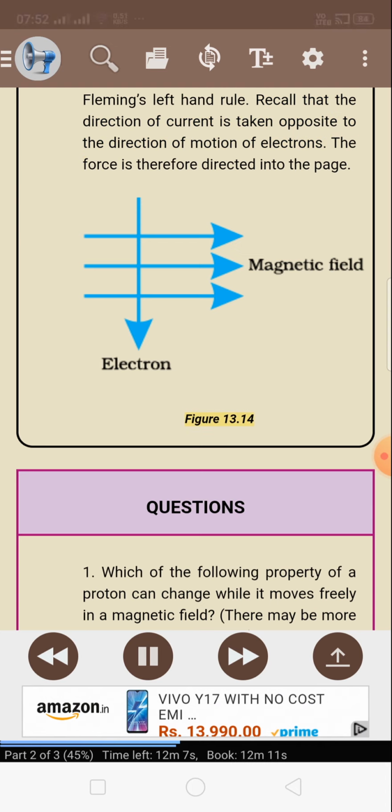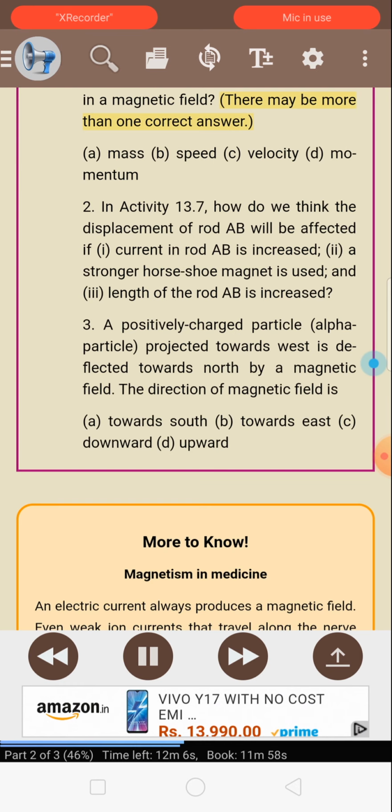Figure 13.14. Questions. 1. Which of the following properties of a proton can change while it moves freely in a magnetic field? There may be more than one correct answer. A. Mass, B. Speed, C. Velocity, D. Momentum.